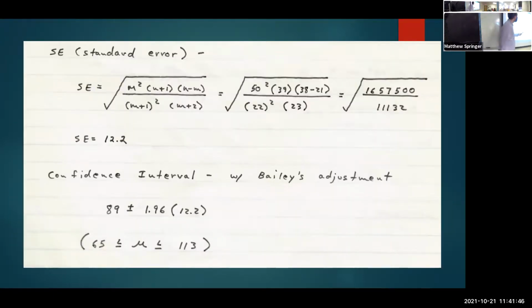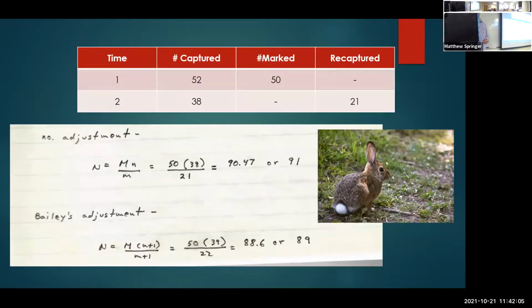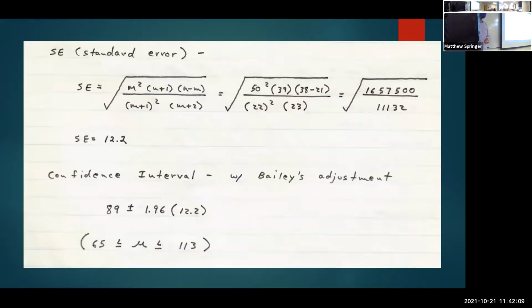This is for the Bailey's adjustment. So 39, that's 38 plus 1. 38 minus 0.1, 22 squared, multiplied by 23. Are we good? We follow that? We good? Okay, so reality, because it's for Bailey's, where else do we put plus 1?